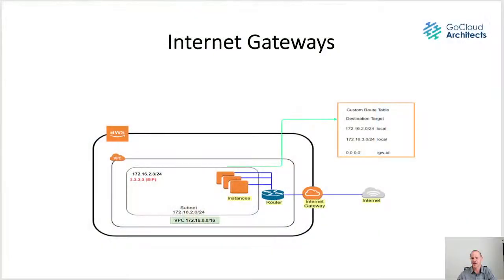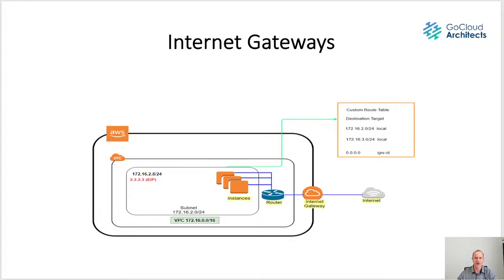Really cool stuff. What does it look like in all practicality? How's it going to work? It's going to work as follows. You're going to have your compute instances, which are going to go to the router, which in this case is the virtual router for your VPC. The virtual router is what we're talking about. And after that, we need a default route to the internet gateway, which is going to point to the internet.